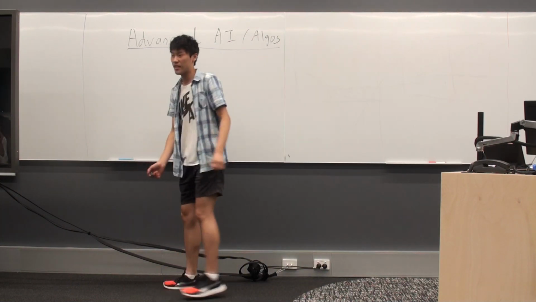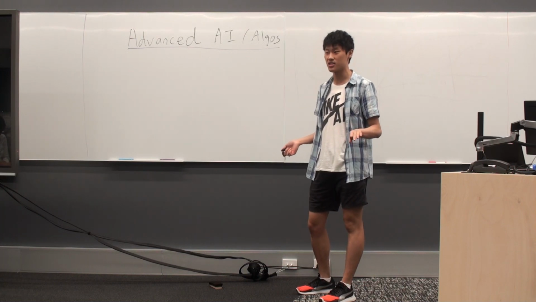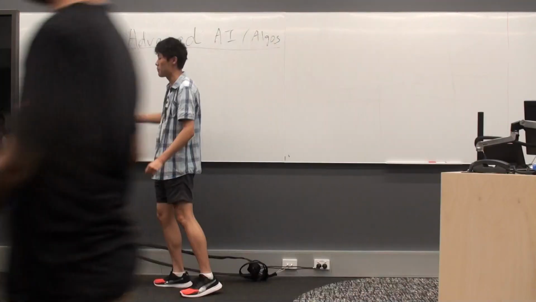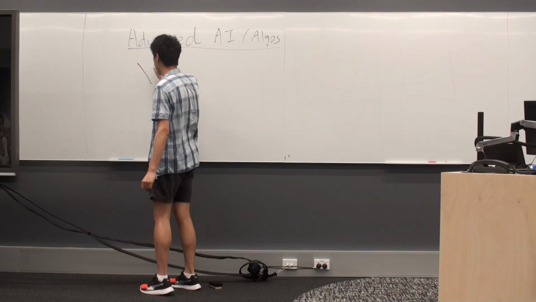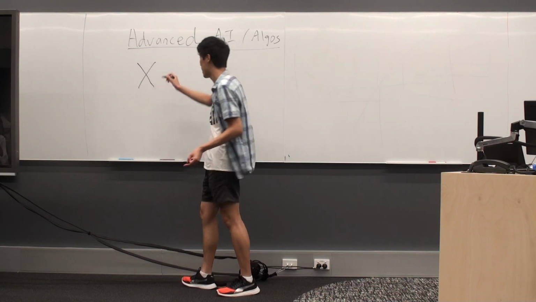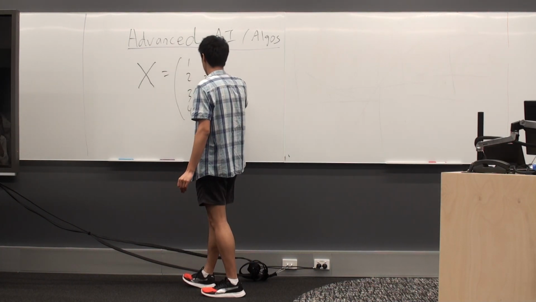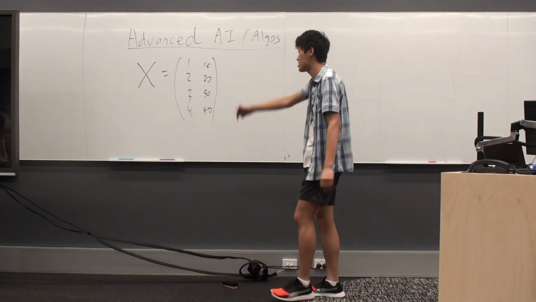I'm assuming everyone here in the advanced course understands what matrices are, right? Just to clear up some things, I'm going to name the matrix X. So what is a matrix? Well, it's just a table of numbers, like 1, 2, 3, 4, 10, 20, 30, 40. This is a matrix. It's just a table of numbers.